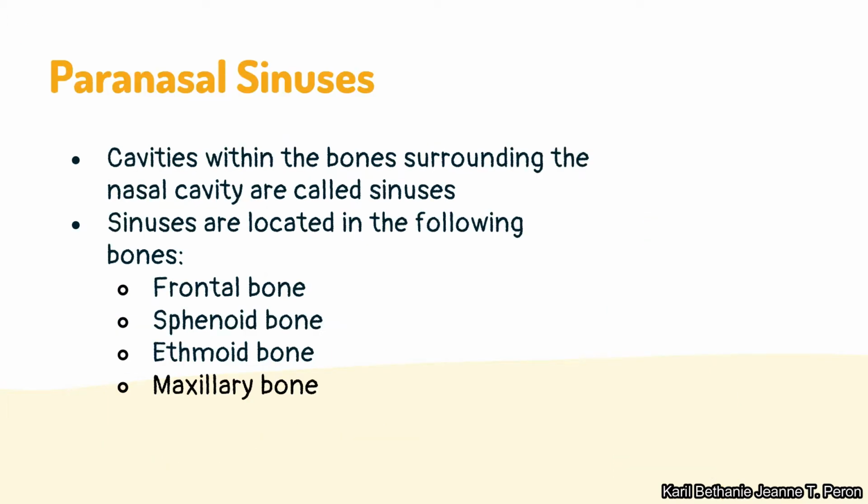Paranasal sinuses. The nasal cavity is surrounded by cavities called sinuses. They are located in the frontal bone, sphenoid bone, ethmoid bone, and maxillary bone. We already have a background about sinuses because it has been discussed in our previous discussion on the skeletal system.